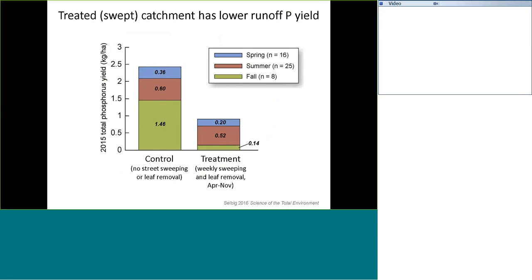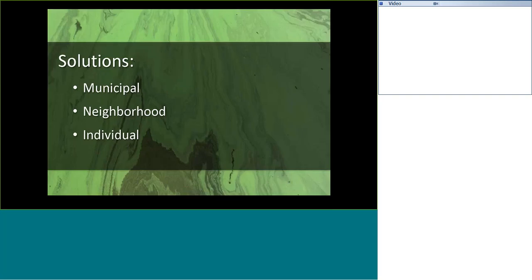This figure actually shows phosphorus yields in the control and treated catchment, and you can see that there's a great reduction in phosphorus yields, and it's particularly because of the reduction that you get in the fall in this treated catchment. So taken together, I think all of these studies suggest that tree litter fall is an important source of nutrients to stormwater.